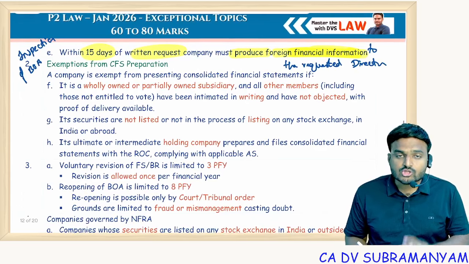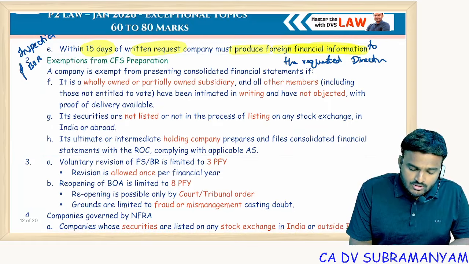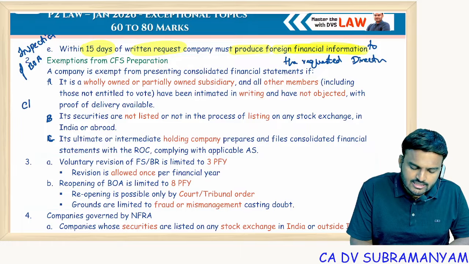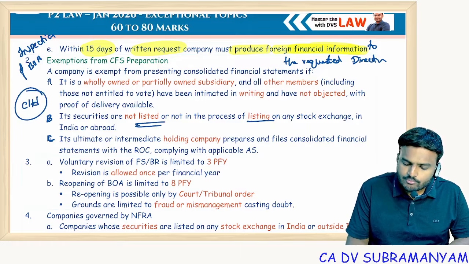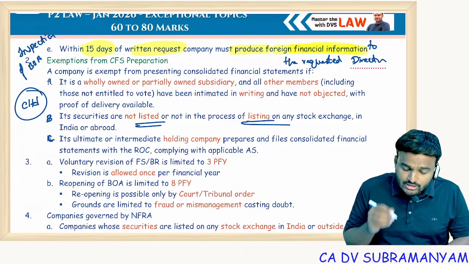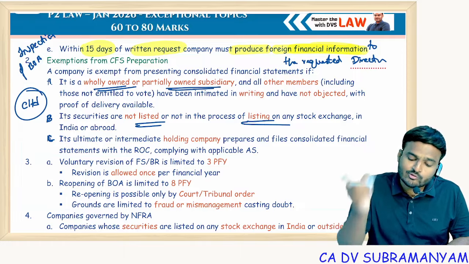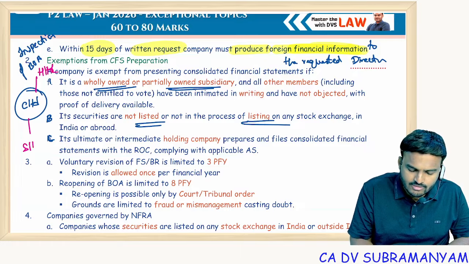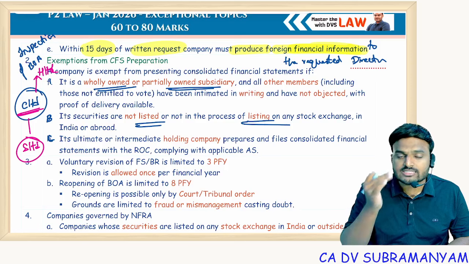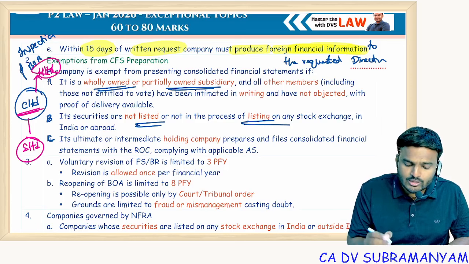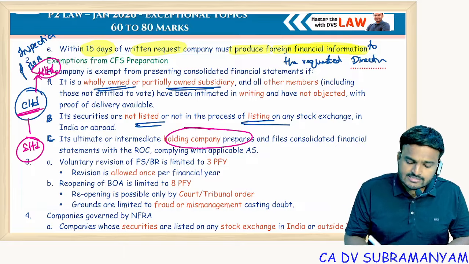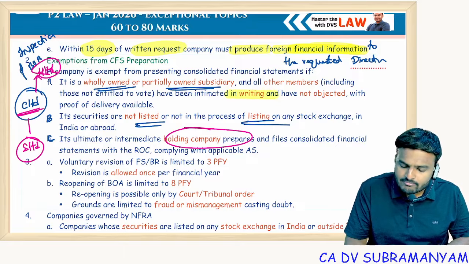Exemption from consolidated financial statements preparation. 3 conditions to be satisfied. First one, our company C Limited should be neither listed nor in the process of listing, and it should be either a subsidiary or wholly owned subsidiary of another company. C Limited is having a subsidiary, S Limited, and C Limited is also having a holding company. Now here C Limited can take the privilege of exemption of CFS preparation if its ultimate holding company prepares CFS including the figures of C Limited and S Limited, and C Limited should receive no objection from all other members.